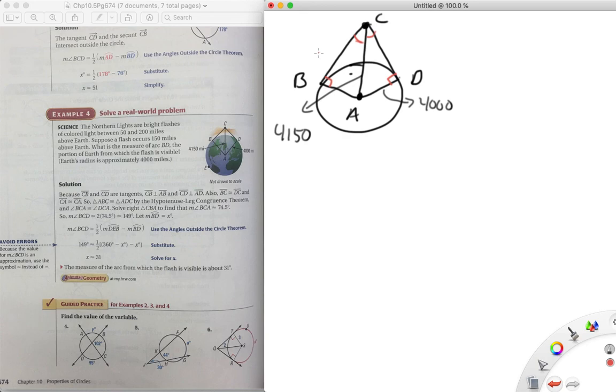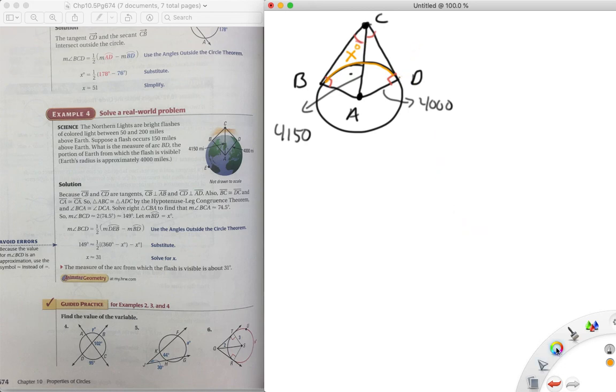So the book wants us to find the measure of the arc closest to the Northern Lights. So what is the measure of the inside arc? We have enough information to solve this, but we need to do a couple of things first. Thing number 1 is we have to define these arcs. We have an inside arc and we have the outside arc.